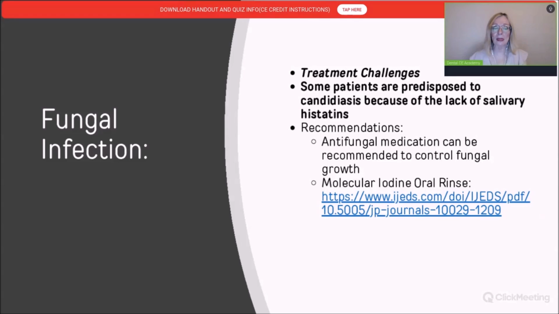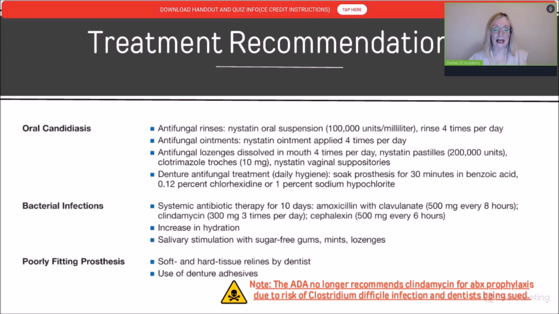It's just easier. The dentures do not adapt very well to dry mucosa, right? So you have issues with denture sores and so forth. Fungal infections. Some of these patients are predisposed to candidiasis because of the lack of salivary histatins. So again, recommend an antifungal medication. And this is a breakdown of treatment recommendations.